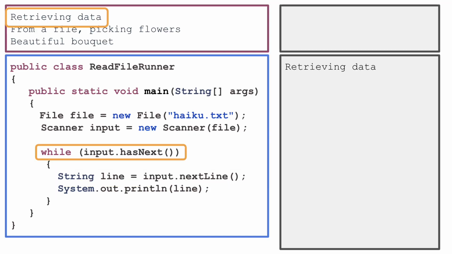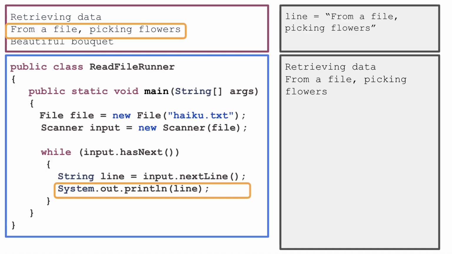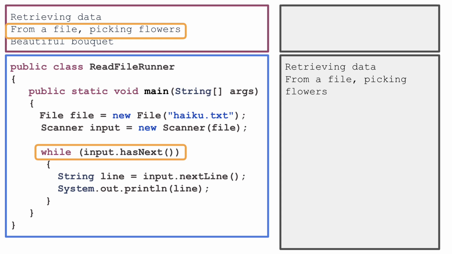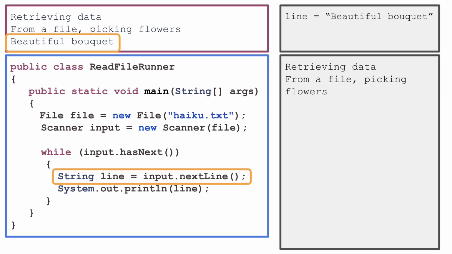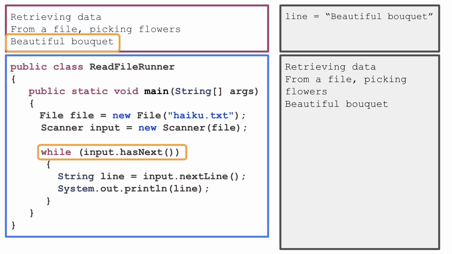Back to the while loop condition, which is still true because there are more lines in the file. line now has the value of the nextLine method, the next line in the file, "from a file picking flowers", which is printed to the console. Back to the while loop condition, there is another line, so this is true. line is assigned the value of the next line, which is "beautiful bouquet", which is printed to the console. Back to the while loop condition. This time, input.hasNext returns false because there are no more lines in the text file. The program exits the while loop and ends.